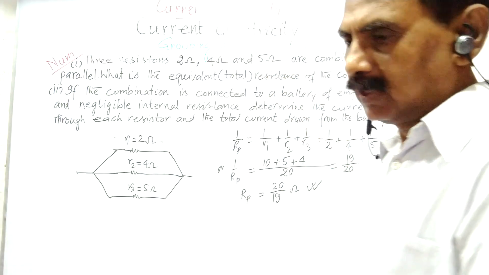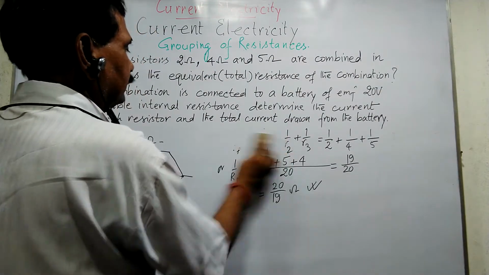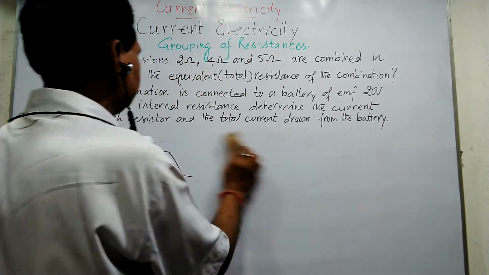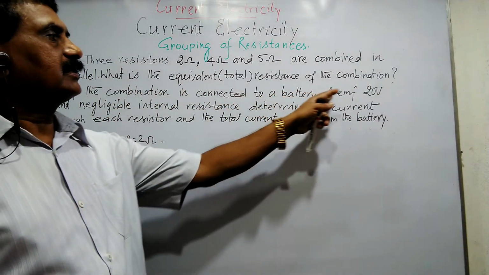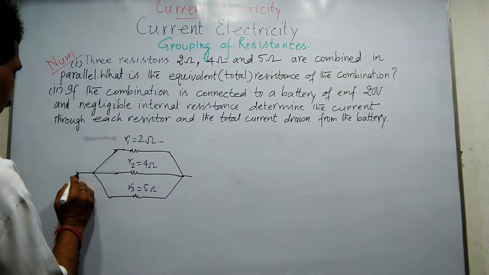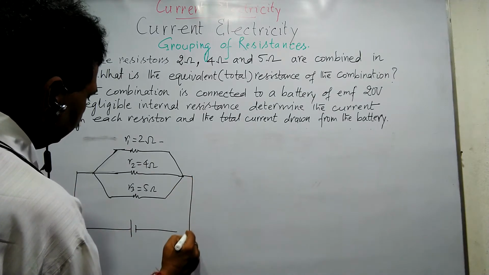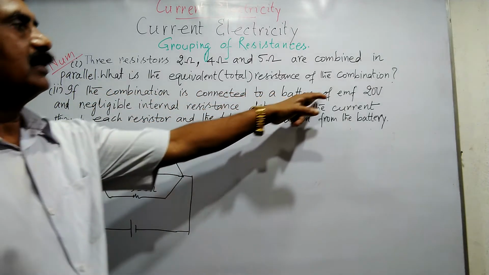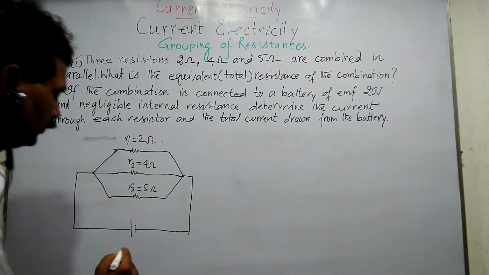This is the answer of your first question. Okay, now let us see the second case. Second case, देखें क्या है. If the combination is connected to a battery of EMF 20 volt, combination को हम लोग 20 volt के बैटरी से कनेक्ट कर देंगे. इस combination को 20 volt के बैटरी से जोड़ दिया.